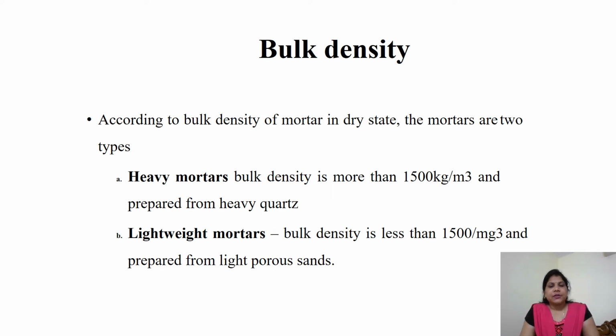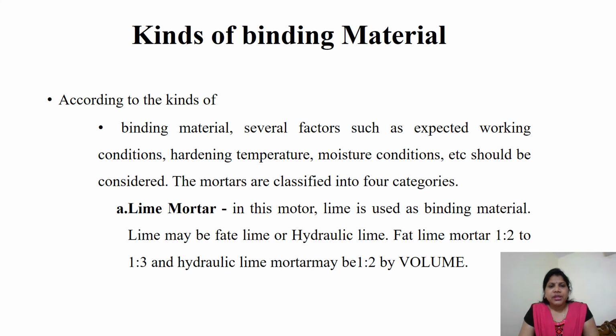And for lightweight mortar, the bulk density is less than 1500 kg per meter cube, and it is prepared from light porous sands. The lightweight mortars are prepared from light porous sands, and the heavy mortars are prepared from heavy quartz. These are prepared from heavy materials, and lightweight mortars are prepared from porous sands, meaning lightweight materials. Okay.